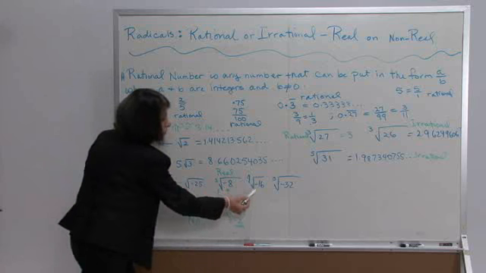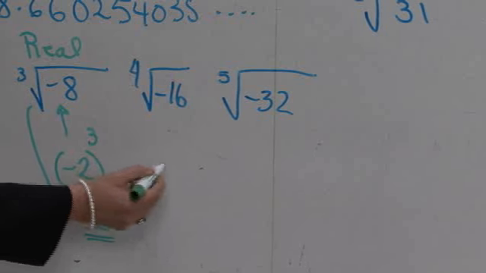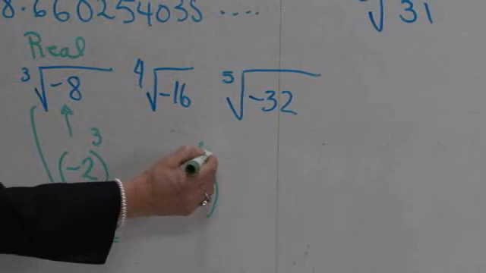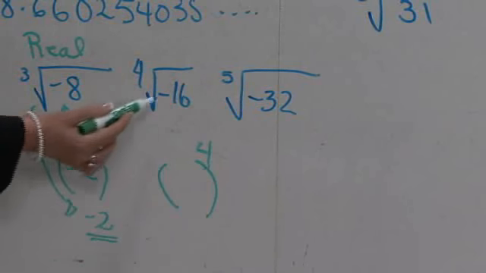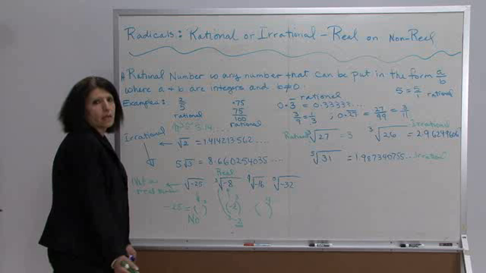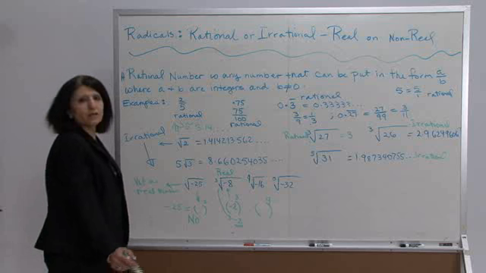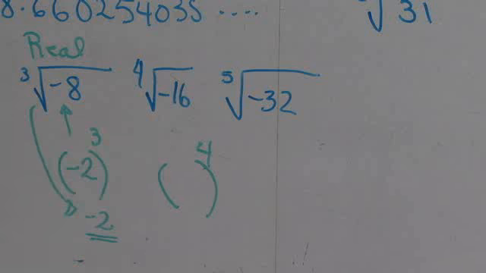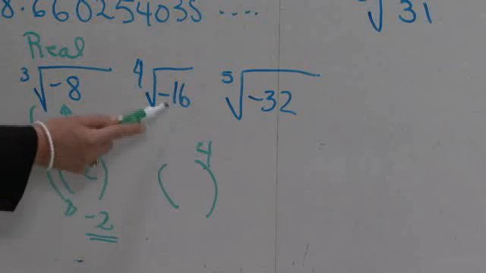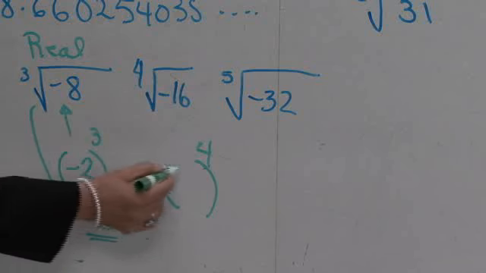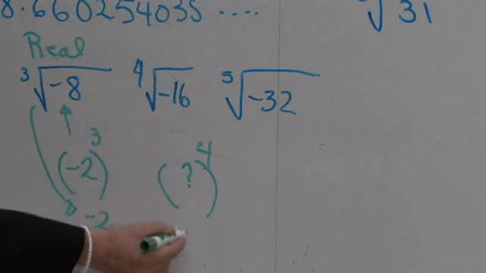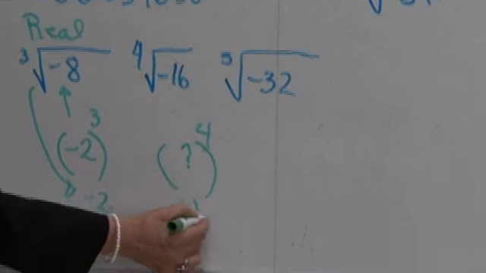If you have a fourth root of negative 16, ask yourself, can I find a number and raise it to the power 4 to get negative 16? And again, that's the same issue there. When you raise a number to an even power, if it's negative or positive, it's going to give you positive. So there's no way you find that number. So that is non-real.